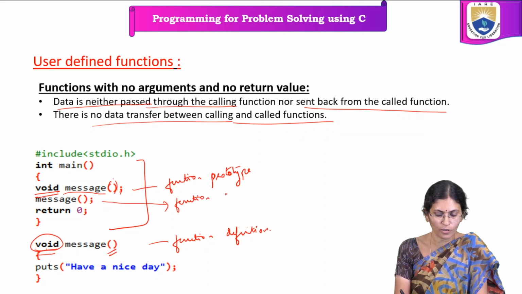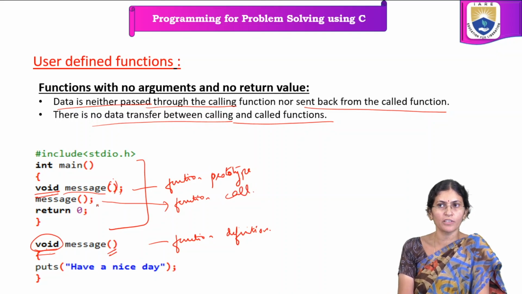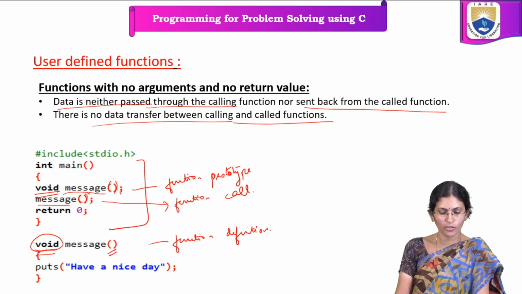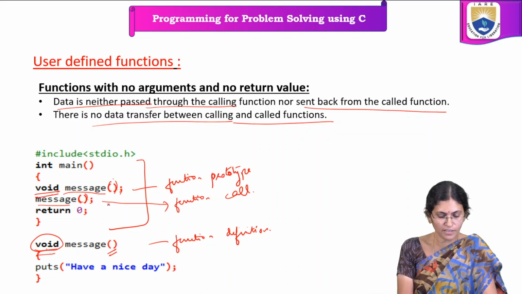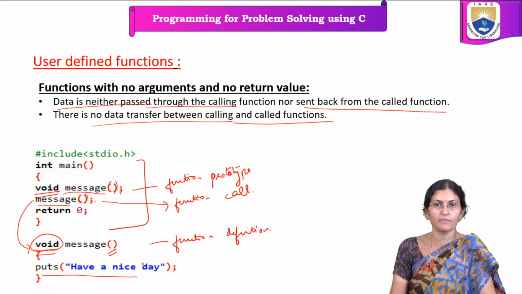In the function call, the function is called by using the name of the function, and this does not have any parameters, so it is left blank. After this line the control is transferred here, and whatever statements are written inside this function will be executed.